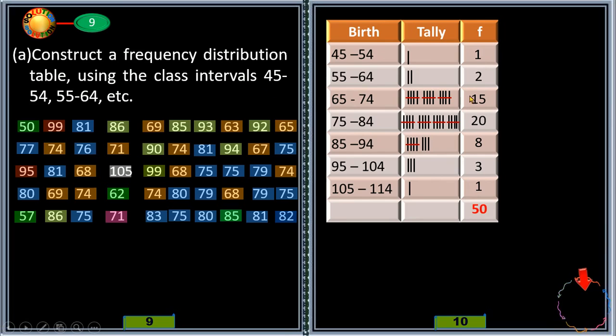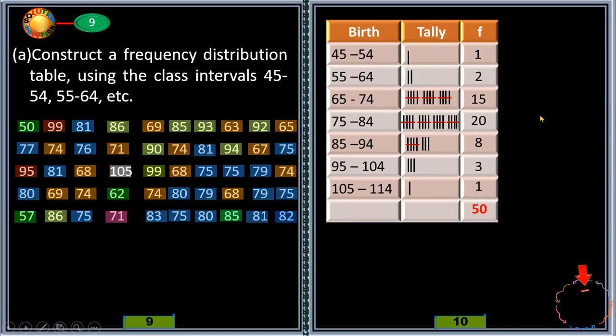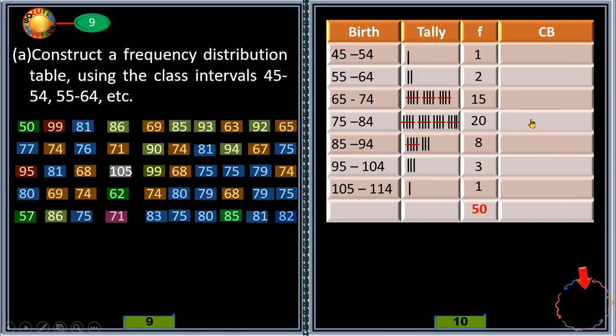So now, to draw the histogram, we need to find the class boundaries for each of these classes. So let us get the class boundaries for each class. Then we're going to add a table to get a class boundary. For the first class, 45 to 54, subtract 0.5 from 45 and add 0.5 to 54. You are going to get 44.5 to 54.5. Here, subtract 0.5 from 55 and add 0.5 to 64.